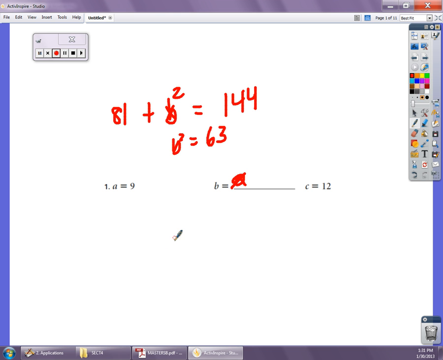And if I square root both sides, you get the square root of 63. Now, that's not in simplest form, because you can break that into root 9 times root 7. So your final answer, b, is 3 root 7. Next one.